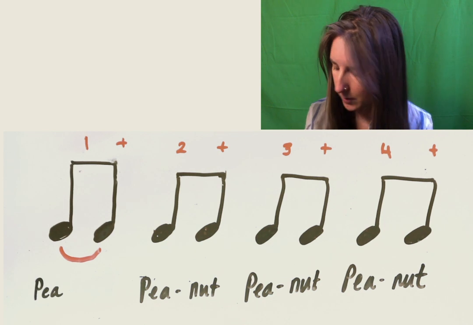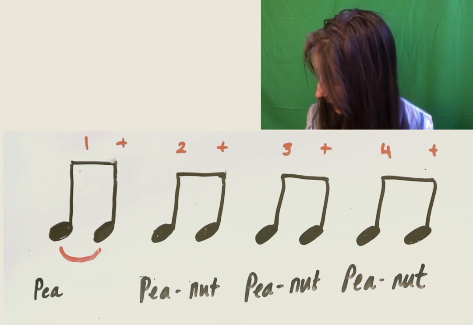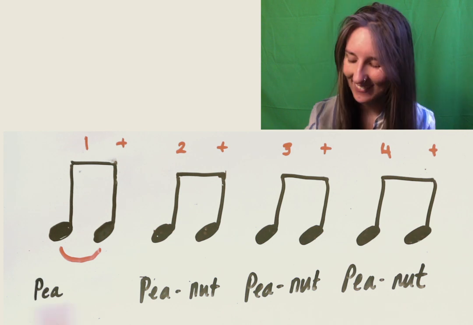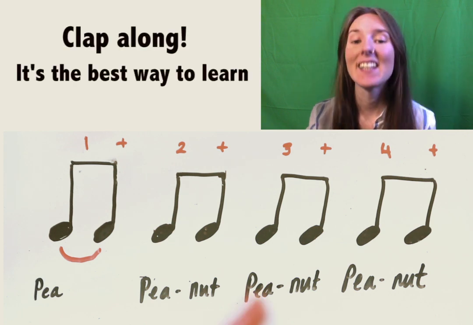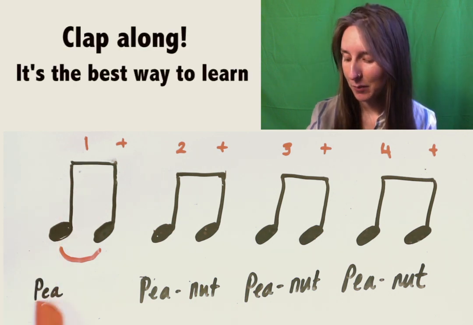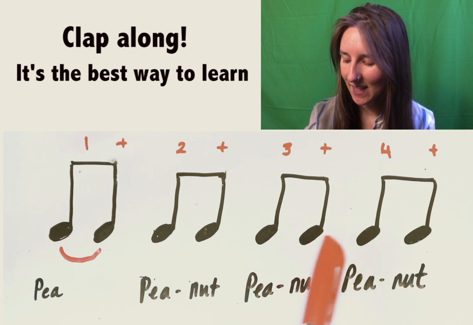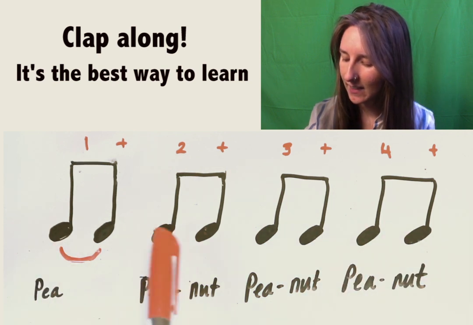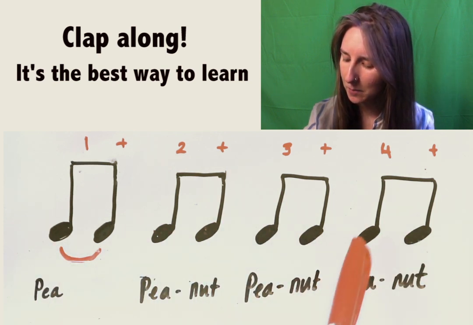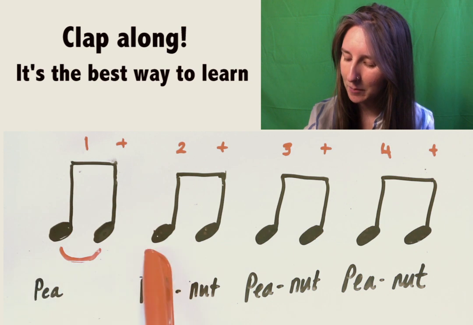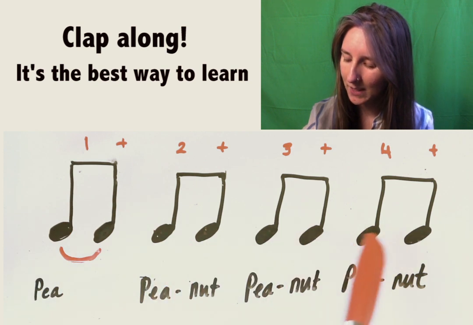So, I'm going to turn on a metronome, and we're going to clap this out a couple times. 1, 2, here we go. Pea, peanut, peanut, peanut, pea, peanut, peanut, peanut, pea, peanut, peanut, peanut, pea, peanut, peanut, peanut.